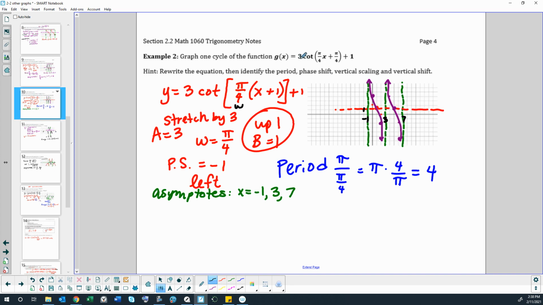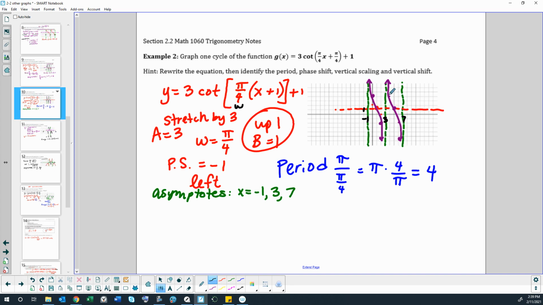So here we've got a stretch of 3. We've got a vertical shift of 1. But now that we've factored out omega, besides the period changing, we can also see that we're going to have a phase shift that's left 1. And that's the part I forgot on the other video.